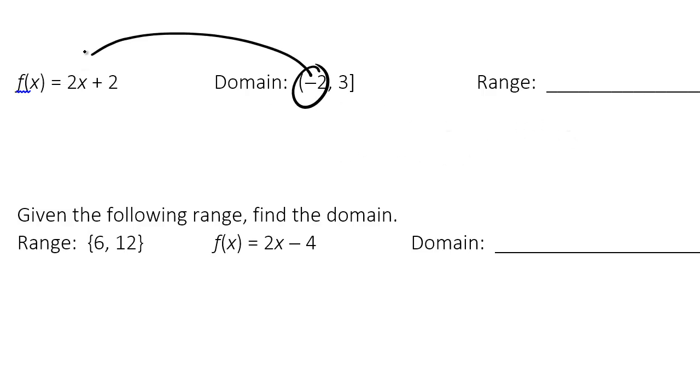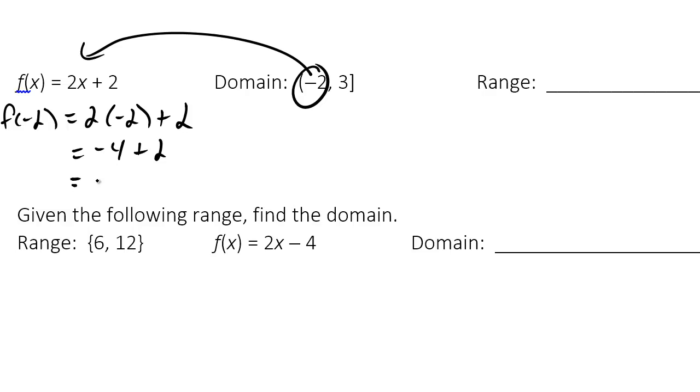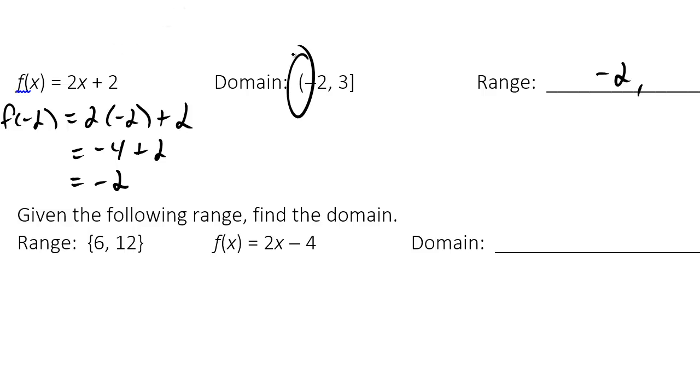X is going to be -2, so plug it in. So we'll have f of -2 equals 2 times -2 plus 2. 2 times -2 is going to be -4, plus 2 is going to be -2. So then you're going to have -2 right there, comma. Now, because we have a parenthesis starting out for our domain, we're also going to have a parenthesis starting out for our range.